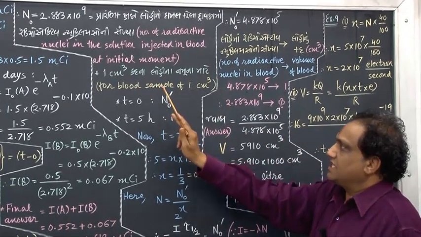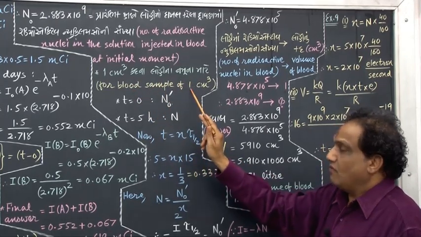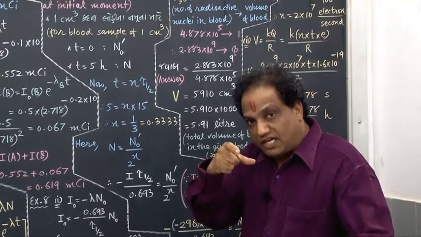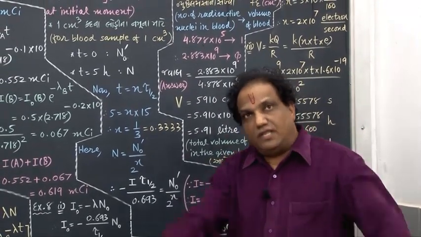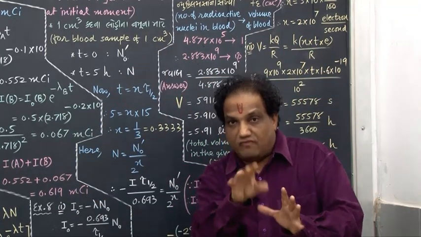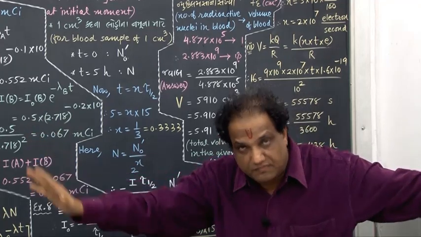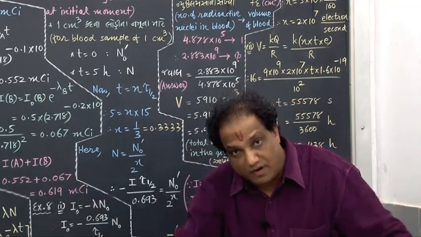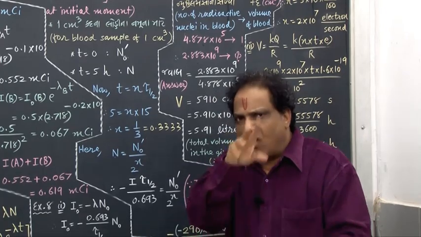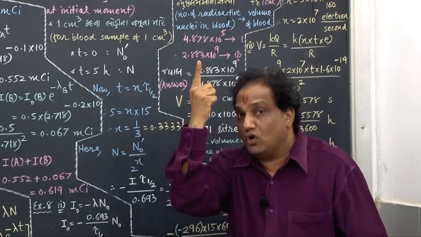Now we take a blood sample of volume 1 centimeter cube. As soon as you inject that solution in the blood, in the entire volume of the blood, that solution will be getting mixed up, will be getting spread all over, correct? And from that blood in which that solution has been mixed up, we just take a sample of only 1 centimeter cube volume.